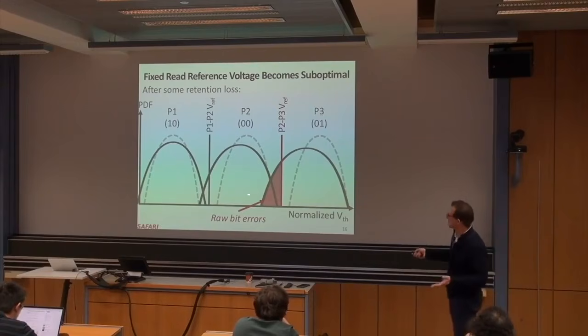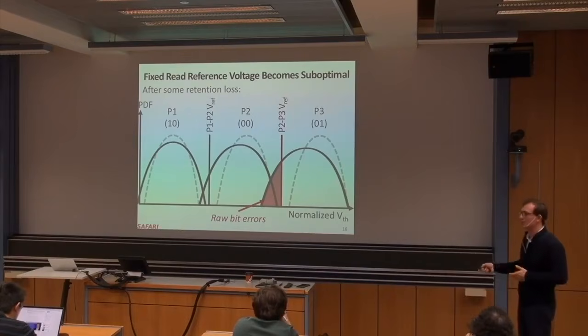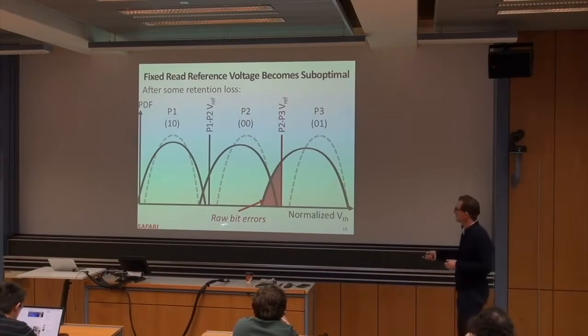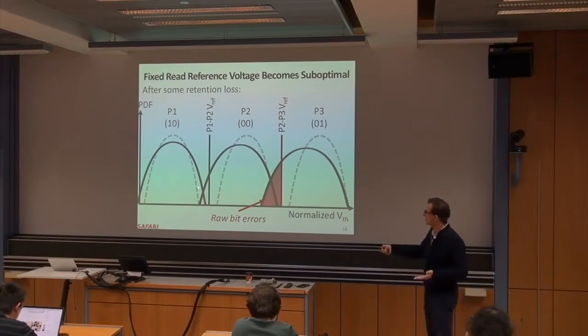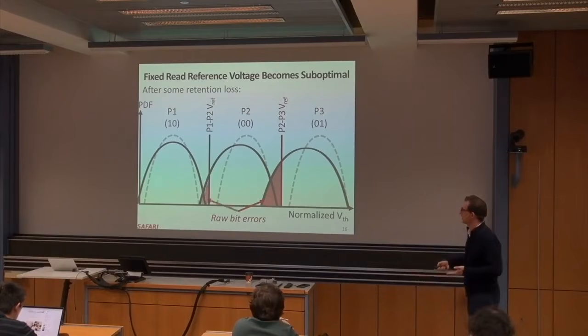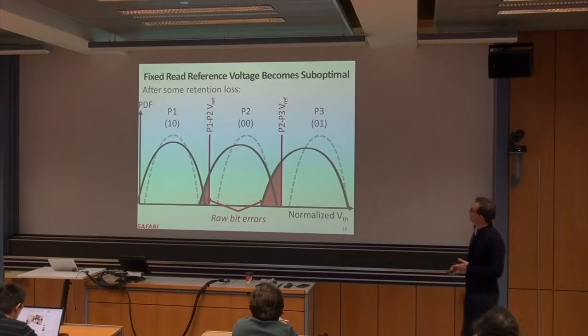The cells actually shifted to a value that's below the read reference voltage. As a result, you get bit errors when you're reading this cell. And that's true for this side also. All of these cells in this distribution that have shifted to the left of this threshold voltage, this read reference voltage, are actually going to be read incorrectly. So that's a problem.